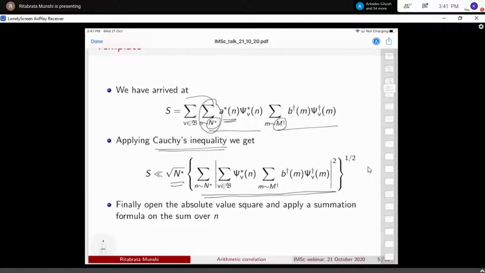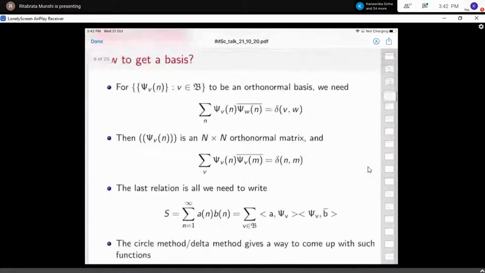Okay, and so at this step I'm getting rid of the coefficients, or one of the arithmetic sequences a star n, and so I can open up the absolute value square and apply another summation formula at this level, with respect to n, because it's kind of free. Okay, and that's the last step. Applying the summation formula, we may have to estimate some character sum where you can use Deligne or something, and you get an estimate for S. So that's the standard template that I'm going to use, and it seems to work in many situations, as we'll see.